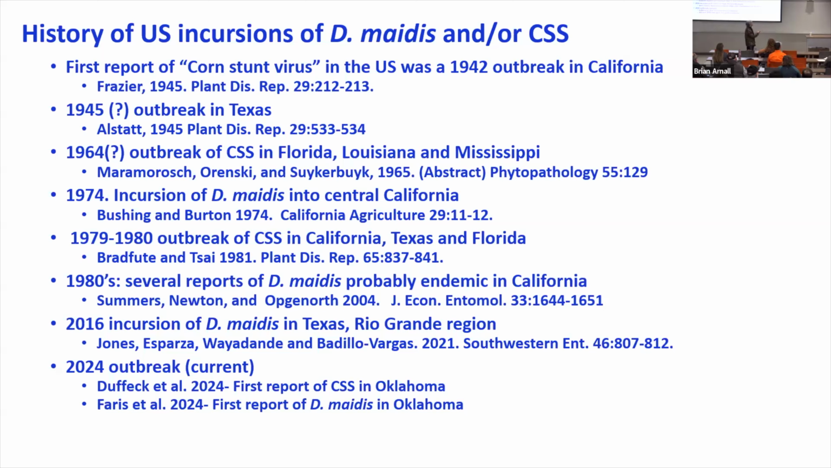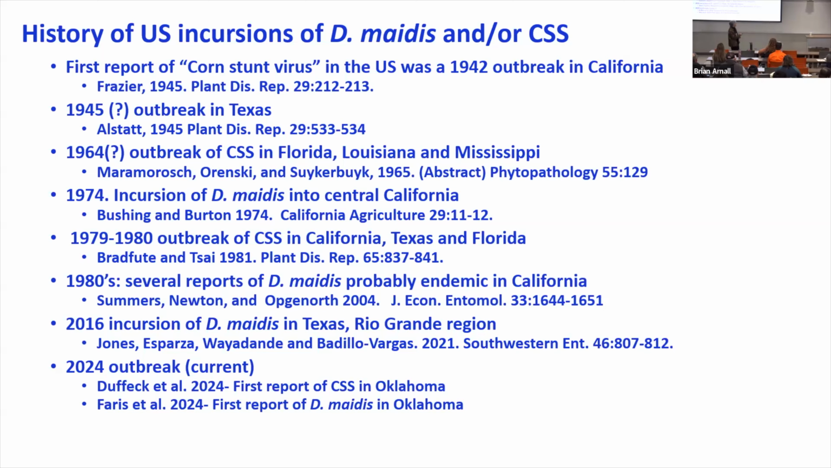The next mention is an incursion of Dalbulus maidis into California without corn stunt, as far as I could tell, in '74. And then the 1979-1980 outbreak, this was a major outbreak of corn stunt and Dalbulus in California, Texas, and Florida. This is when Jim Tsai at Florida, I think he was ARS, actually isolated the pathogen, and that's the source of our Florida isolate that we have in the freezer here.